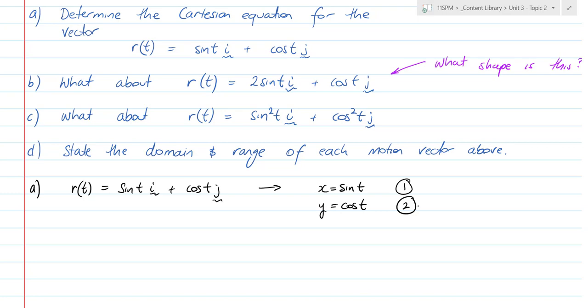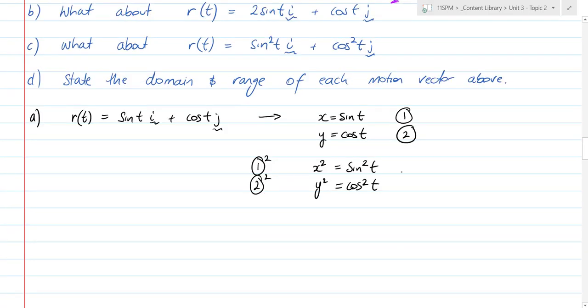So say that again. So if I square 1, I get x squared equals sin squared t, and squaring 2, I get y squared equals cos squared t, and then if I add those two together, I get x squared plus y squared equals sin squared t plus cos squared t, and that means that x squared plus y squared equals 1. Happy with that? And what's this shape? Circle. It's a circle. That's a circle function.